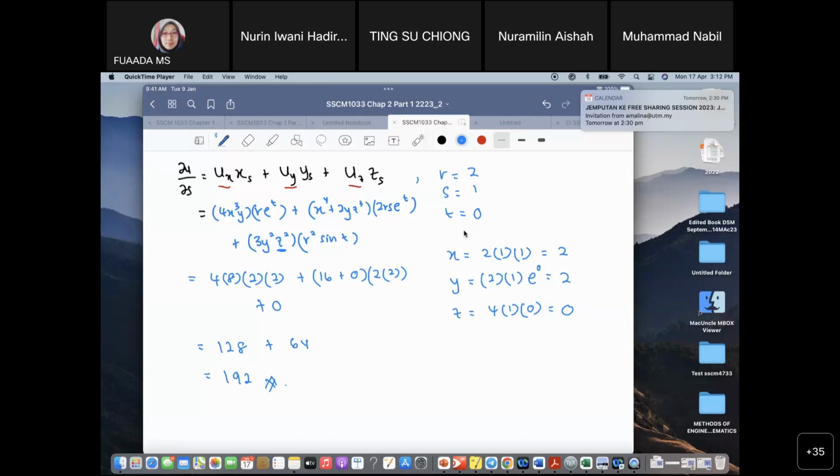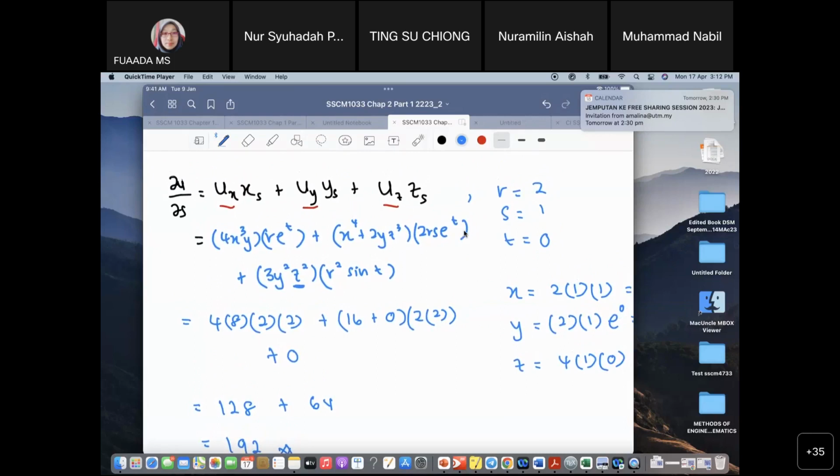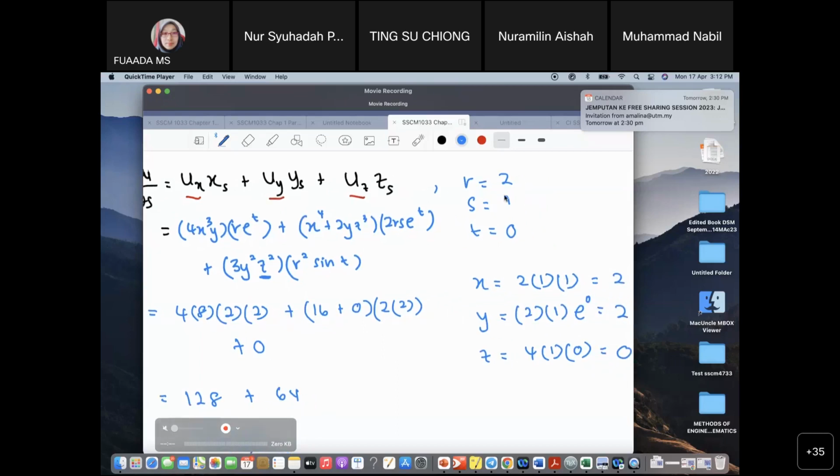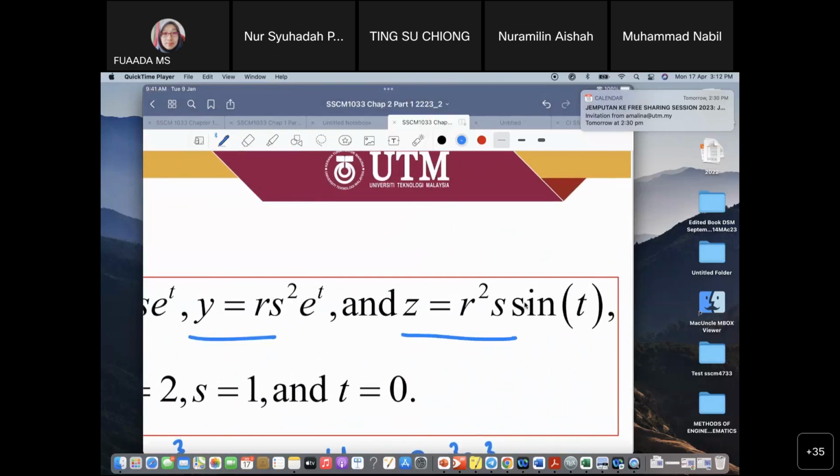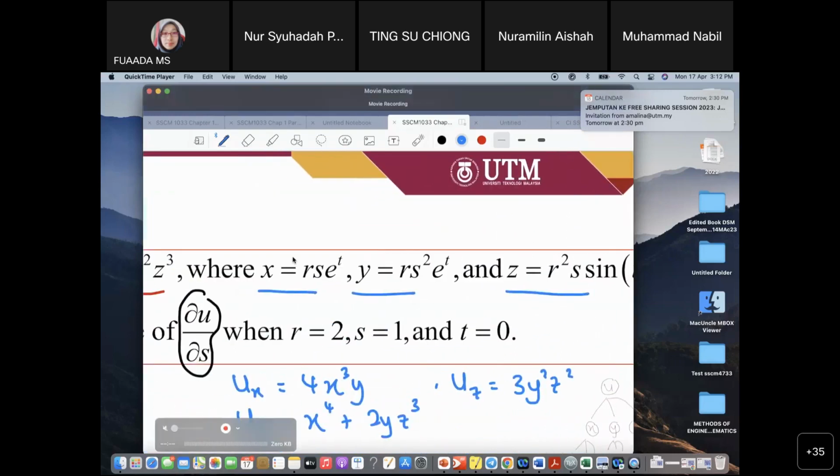Doktor, nak tanya yang mana dapat yang 4 times 8 lepas tu times 2 dengan 2? Okay. The first term, you have 4 times x cube. So just now I evaluate the x from the t given. Ini sebenarnya datang daripada soalan ni lah. X in terms of RST. So you substitute. R2 times 1.